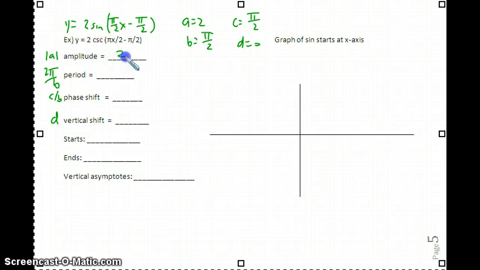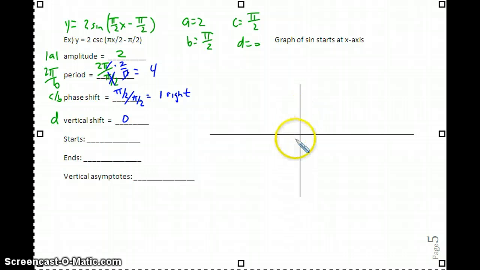So the amplitude would be 2, my period would be 2 pi over pi over 2. When I get rid of this by multiplying by the reciprocal, 2 over pi, the pi's will cancel out. I just have 2 times 2, which is 4. So I don't have any more pi's left in my period. My phase shift would be c, pi over 2, divided by b, pi over 2, which is just going to be 1. And because it's a positive 1, I'm going to shift to the right. I like to sometimes write down the direction. And I'm going to have no vertical shift because there is no d value.